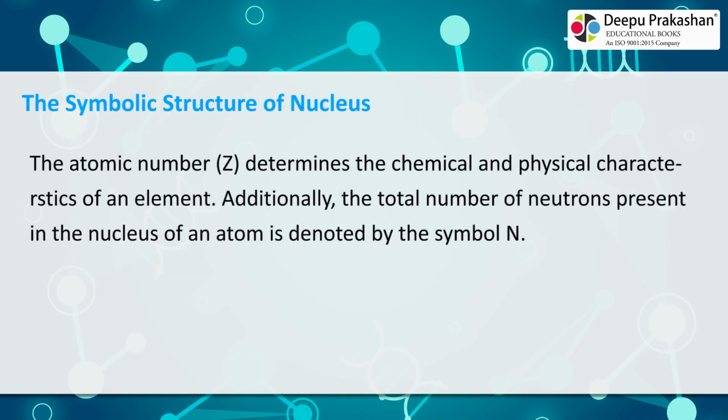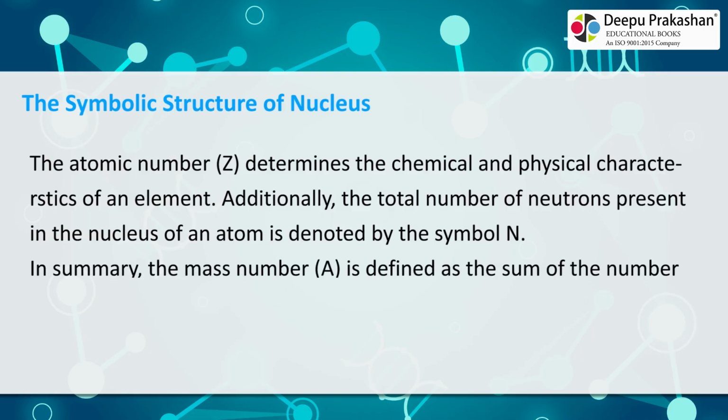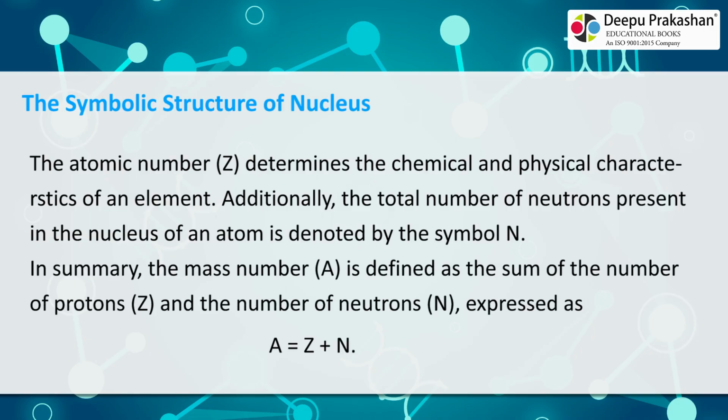The atomic number, Z, determines the chemical and physical characteristics of an element. Additionally, the total number of neutrons present in the nucleus of an atom is denoted by the symbol N. In summary, the mass number, A, is defined as the sum of the number of protons, Z, and the number of neutrons, N, expressed as A is equal to Z plus N.